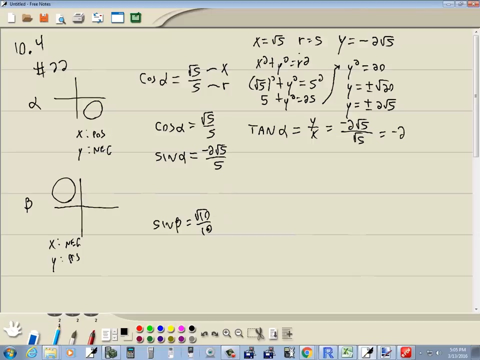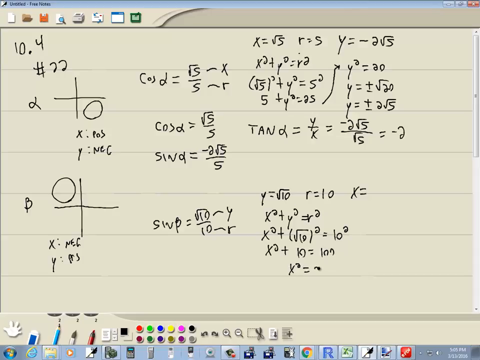Now we need to do the same thing with this sine down here. Okay, sine is equal to y over r. So they're telling us that specifically y is equal to square root of 10. And r is equal to 10. But we need to find out what x is equal to. So we got our x squared plus y squared is equal to r squared. X squared we don't know, plus y squared. So we got square root of 10 squared is equal to 10 squared. So we got x squared plus 10 is equal to 100. We got x squared is equal to 90.